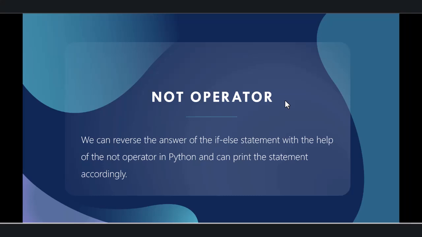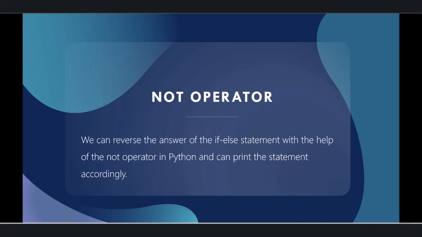Now we will go to the last method, that is using not operator. We can reverse the answer of the if else statement with the help of not operator in Python and can print the statement accordingly. Not is nothing but reversing the answer. If the value is true, not can make true as false and false as true. That is called reversing. And here it will reverse the answer of the if else statement with the help of not operator and it will print the statement.